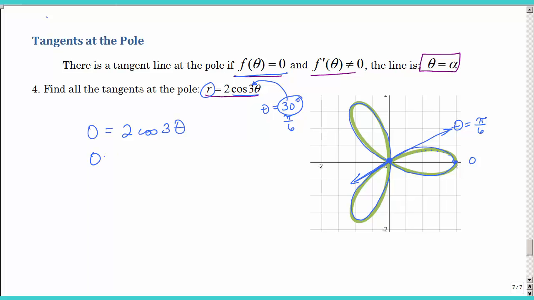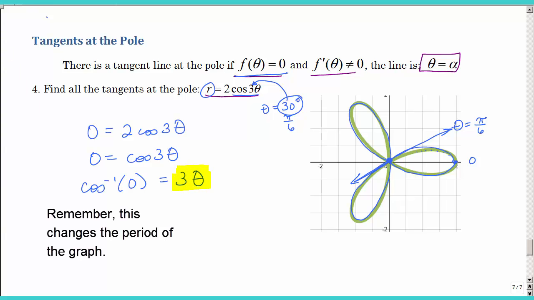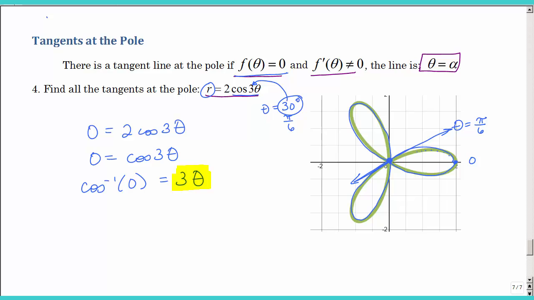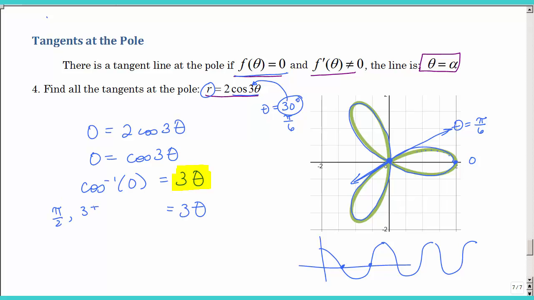We divide by 2. And then we take the inverse cosine of both sides. And you've got to look at that. That tells you that your interval for solving is bigger than 0 to 2 pi. You've got to go around the circle like 3 times. So when does cosine equal 0? Well, that's twice from 0 to 2 pi. Keeps going, keeps going. So 3 theta equals pi over 2, 3 pi over 2.